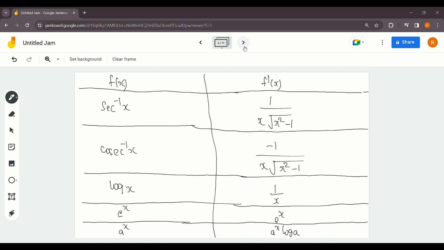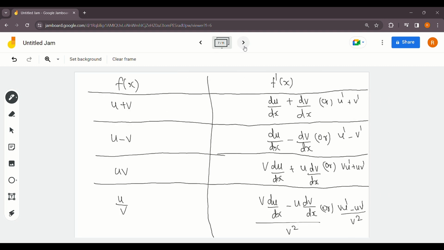Log x differentiation is 1 by x, e power x differentiation is e power x, a power x differentiation is a power x log a. Similarly, if you have a function of x, u and v, where u and v are both functions of x, its differentiation is du by dx plus dv by dx. du by dx can now be written as u dash, dv by dx can now be written as v dash, so u dash plus v dash.